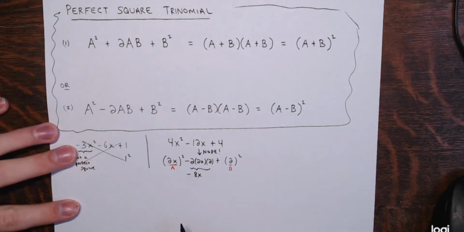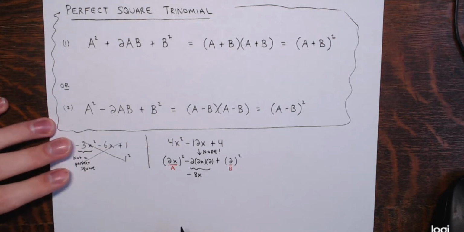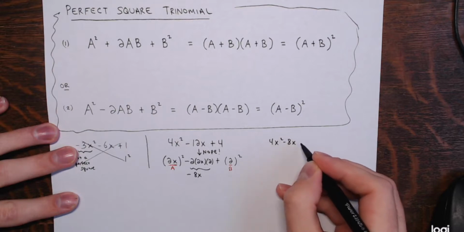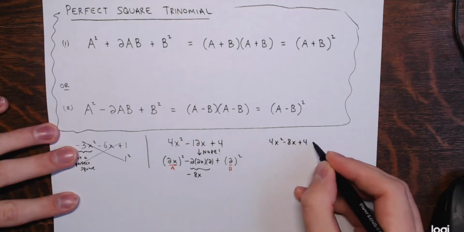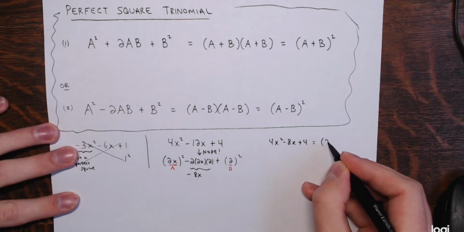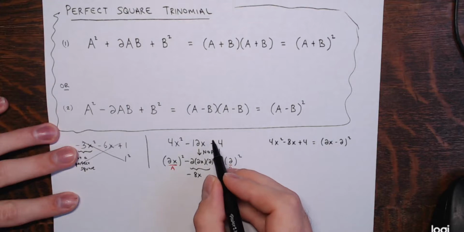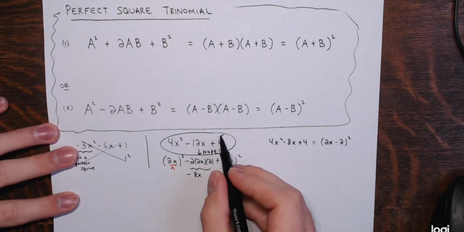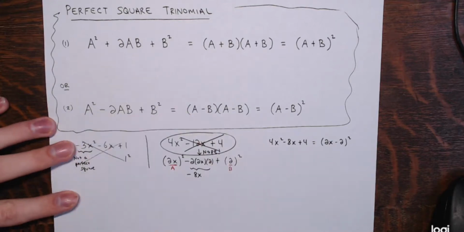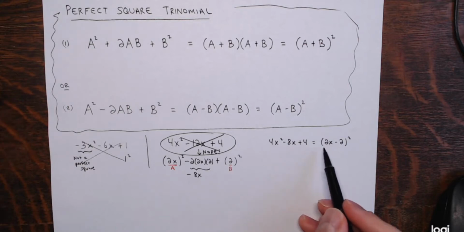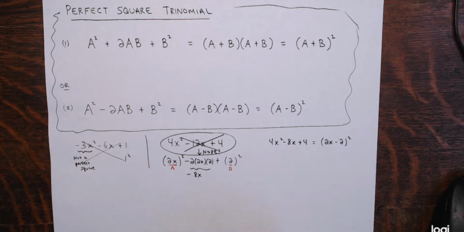So 4x squared minus 8x plus 4, this is a perfect square trinomial. This would be 2x minus 2 to the second power. But this one they gave us here, this is not in one of these forms. This is not a perfect square trinomial. And actually, I would factor out a 4 from this first before factoring, but you always factor out the greatest common factor first. Let me point that out.